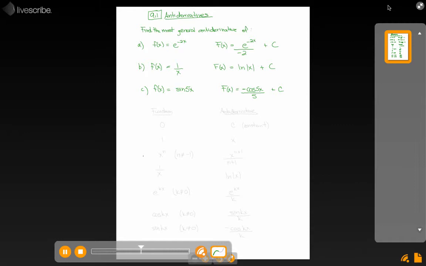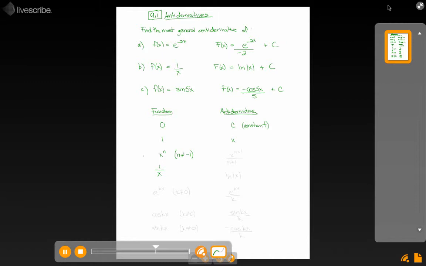Now, let's go through this table of antiderivatives and see how it'll help us. If you have 0, the antiderivative of that is a constant. Another way to say that is the derivative of a constant is 0. Now if I have 1, the antiderivative of 1 is x. If I have a power here, x to the n, and I should qualify that n doesn't equal minus 1, because that'll be a specific case that we'll try next.